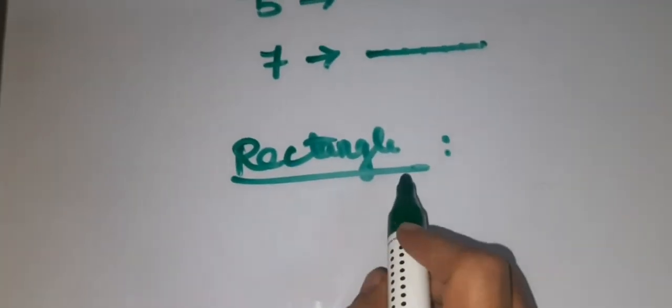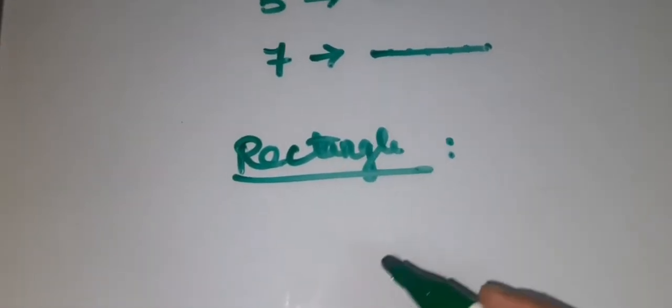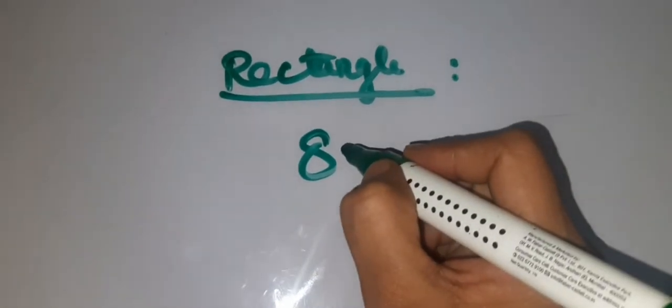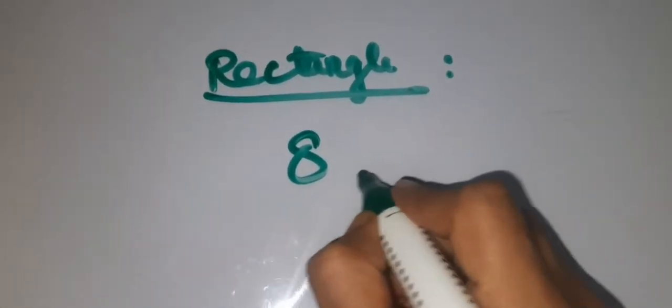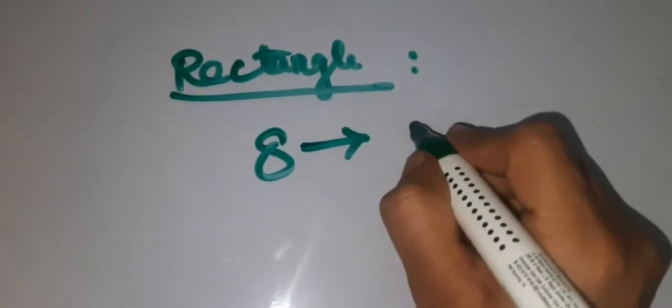Now let's get to know how to represent the whole number using dots in rectangle and square. Some whole numbers can be represented in both rectangle and square. Now let's represent the number 8 using dots for rectangle. First thing you have to do is find out whose product is 8.